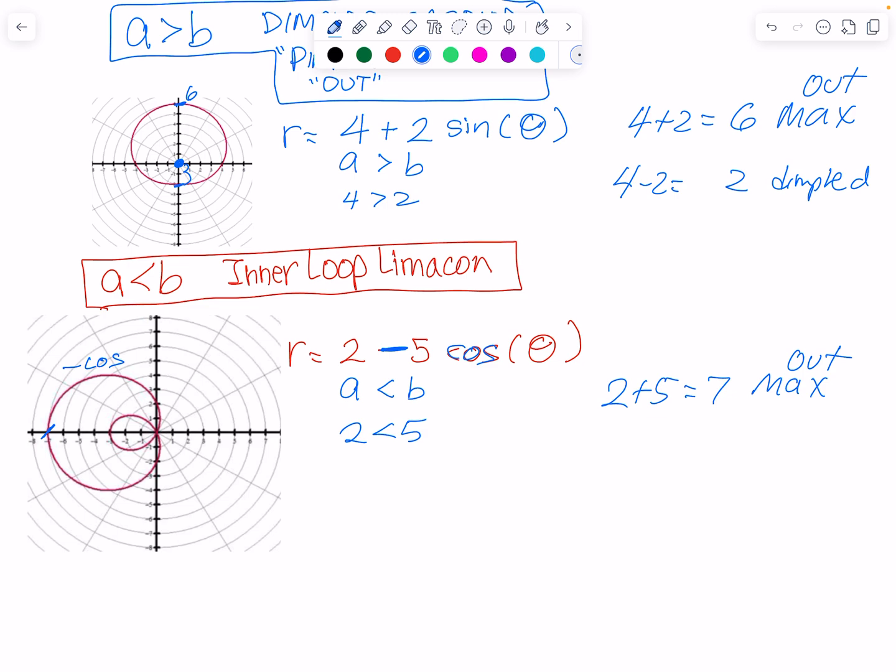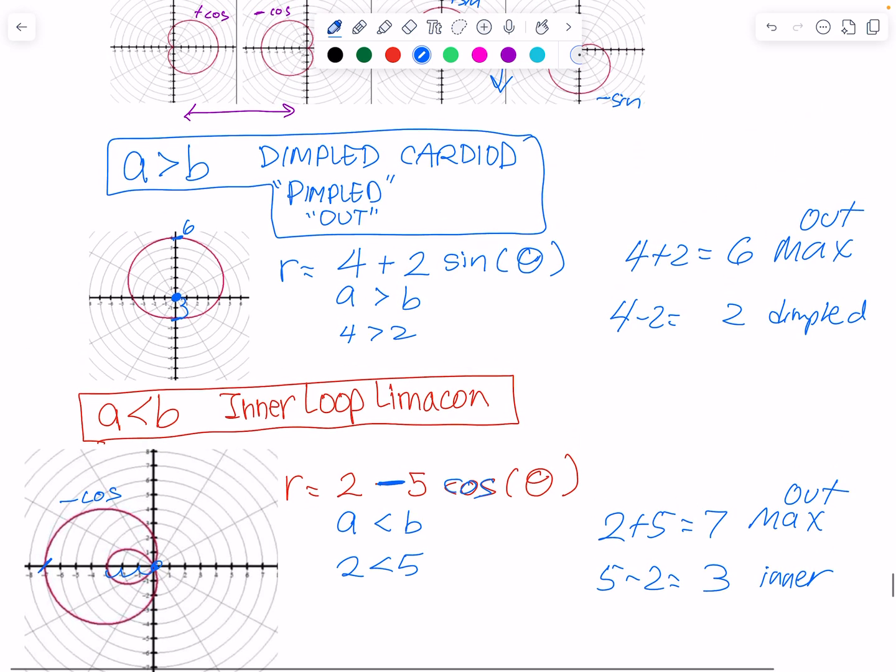And here, how do you find the dimple part? You do 5 minus 2, which is 3. I mean, not the dimple, the inner loop. So this is how much from the pole it goes in. And just to review again, the sign here was positive. That's why it was up.